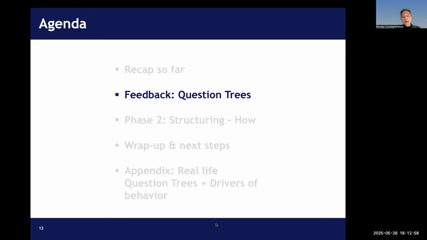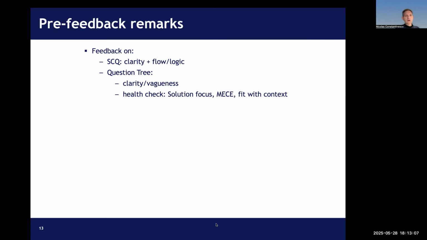Okay, so feedback. We have two trees. I propose the following. First, my feedback is going to be: do I understand them? Does the flow and the logic make sense? I'm going to be doing this for the SCQ and the question tree. And for the question tree, I'm also checking whether it meets the three conditions that make a great question tree.